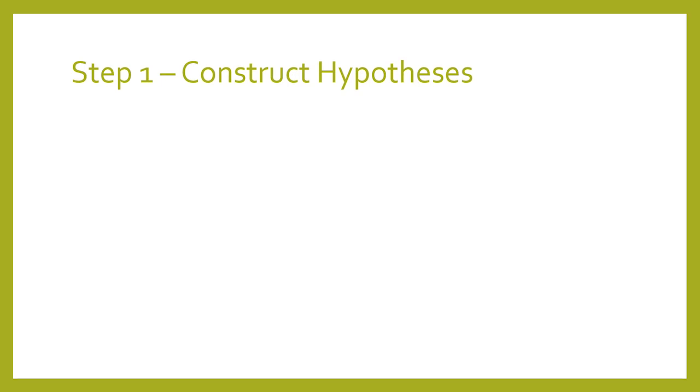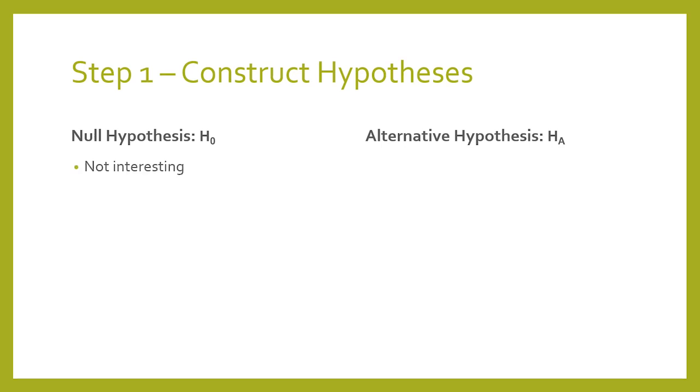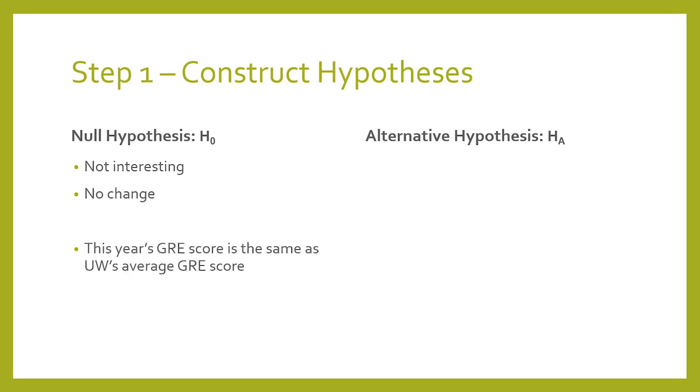To begin this problem, we will construct a null and an alternative hypothesis. The null hypothesis is typically the not interesting hypothesis, no changes. In this case, it would be that this year's GRE score is the same as UW's average GRE score. We would write this like this, mu equals 210.